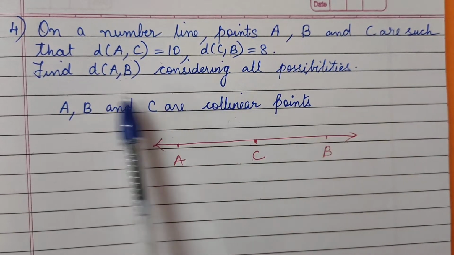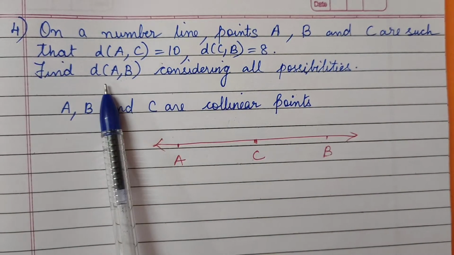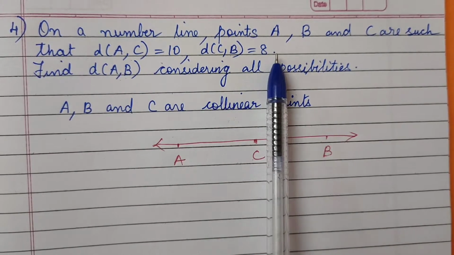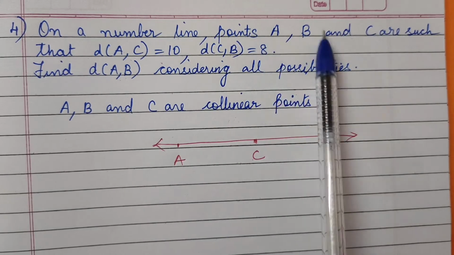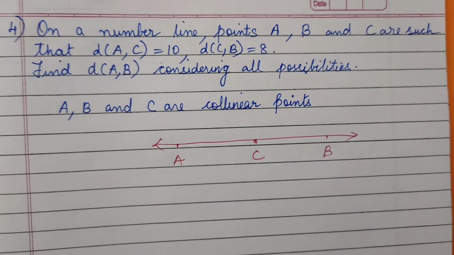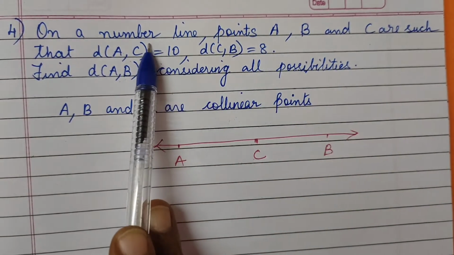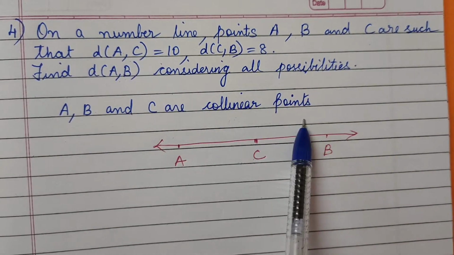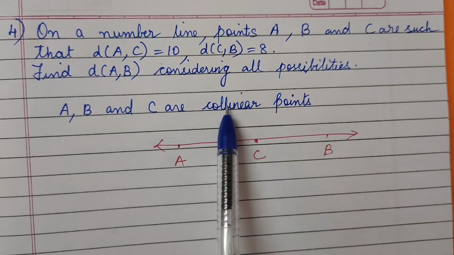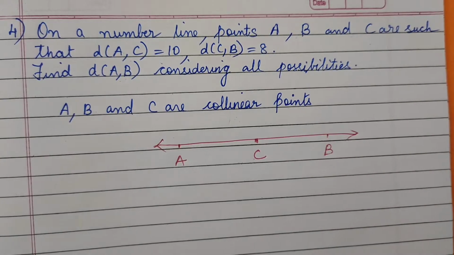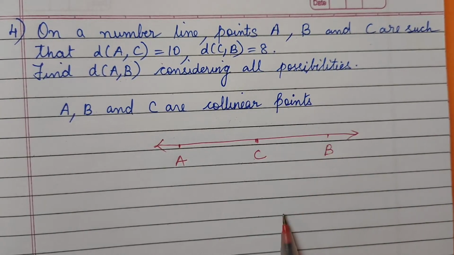Okay, now we are supposed to find the distance of AB. So they gave the values for these two. Now, by this on a number line A, B and C, what does this tell us? That A, B, C are on the number line. This tells us that A, B, C are collinear points here, right? So when we say A, B, C are collinear points, we will have three conditions. One time C will be between, other time B will be between, other time A will be between.